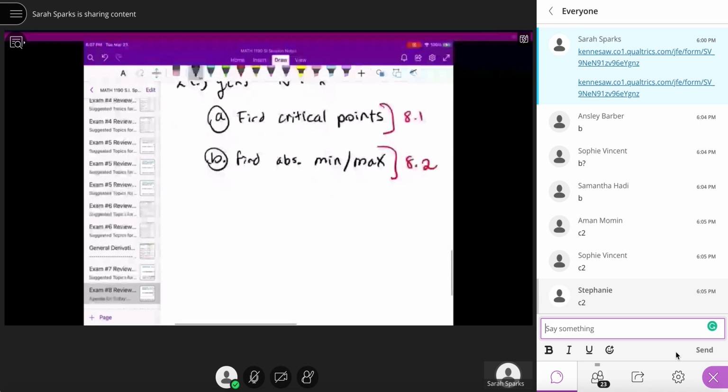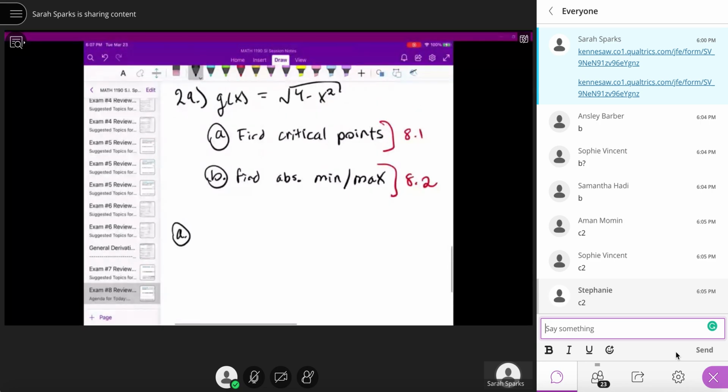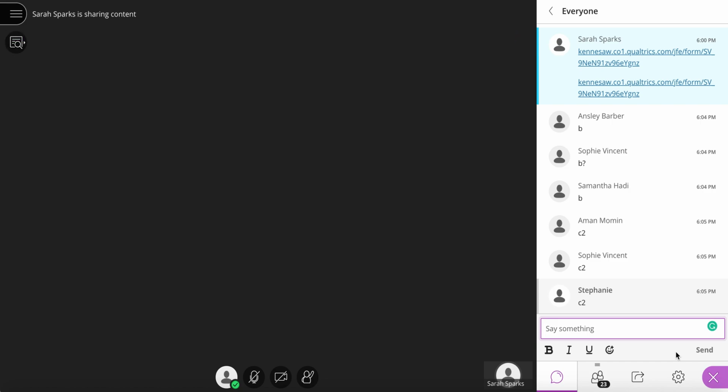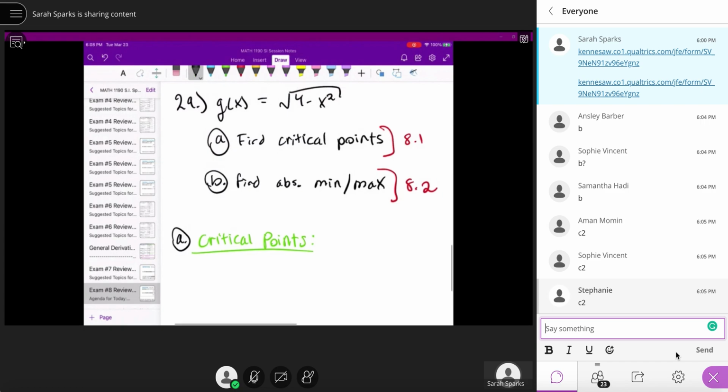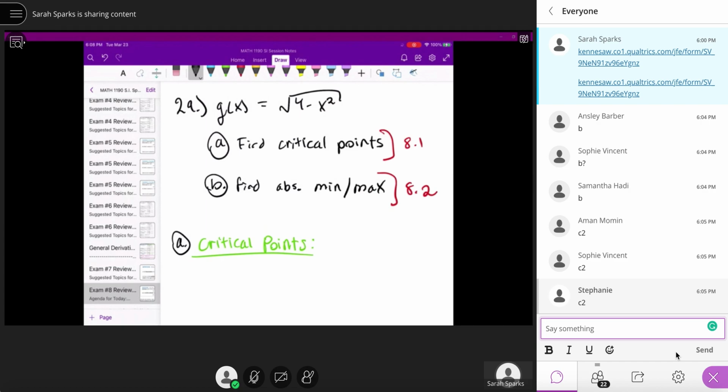So for part A, to find critical points, we first need to take the function's derivative, right? Because we know where a critical point is, its derivative will equal 0 or the derivative will be undefined, right? So our function's g of x. That means we just have to find g prime of x, which we should all be pretty good at doing now, hopefully.